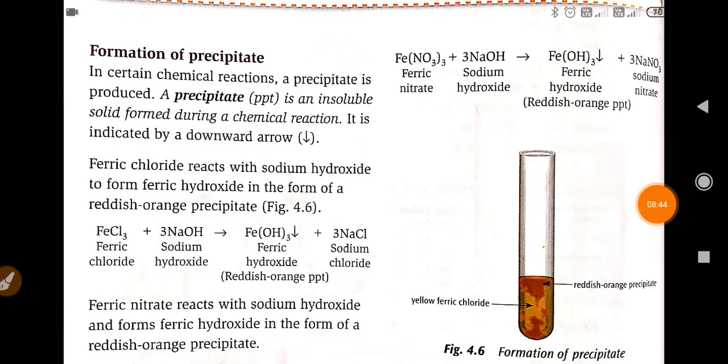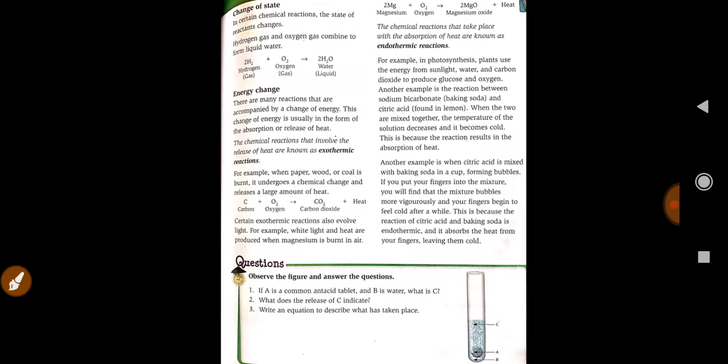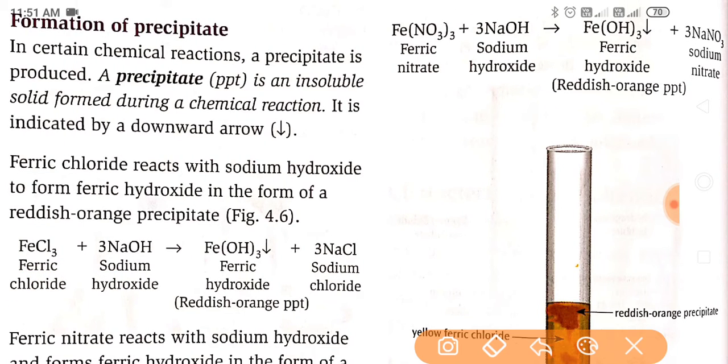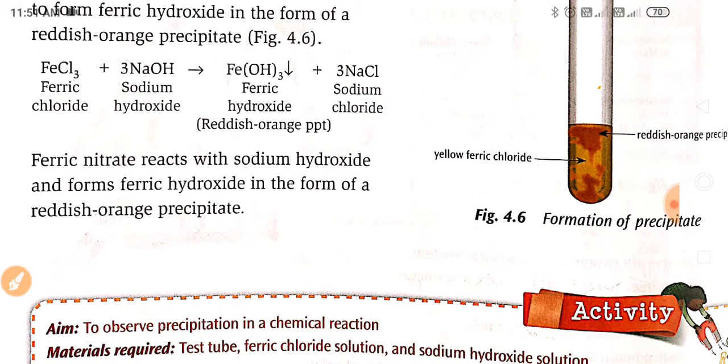Next is formation of precipitate. In certain chemical reactions, a precipitate is produced. A precipitate is an insoluble solid formed during a chemical reaction. It is indicated by a downward arrow. Whenever you see this downward arrow in a reaction, it means a precipitate, as you can see here. When ferric nitrate reacts with sodium hydroxide, it forms a precipitate of reddish orange color, ferric hydroxide. So here the precipitate is shown with a downward arrow. Ferric nitrate reacts with sodium hydroxide and forms ferric hydroxide in the form of a reddish orange precipitate.